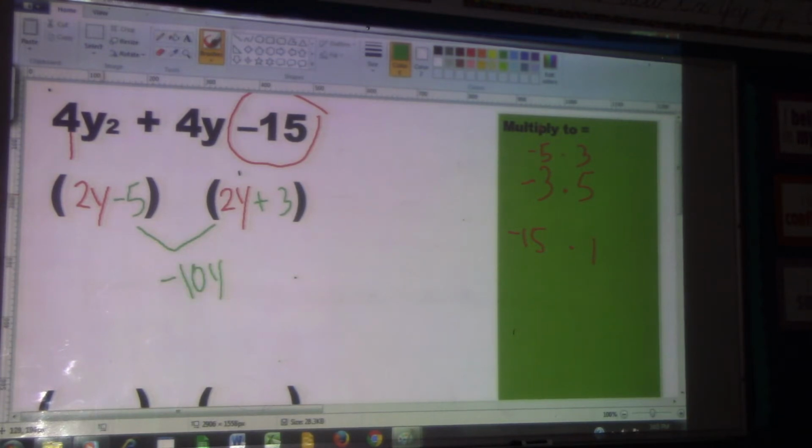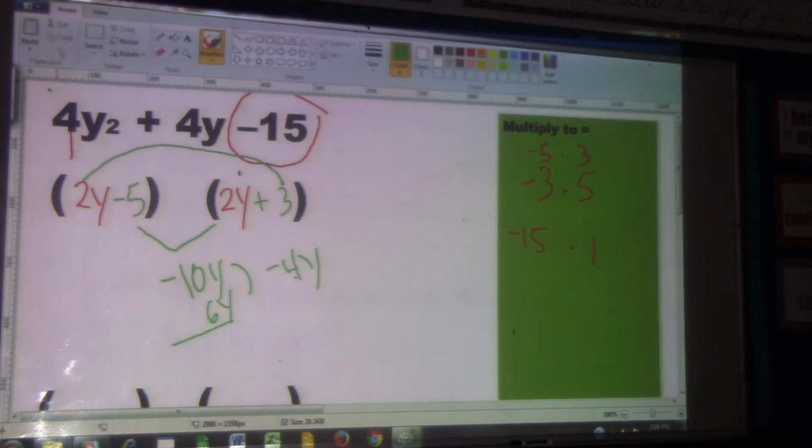And then we multiply our outer numbers here, and what do we get? 6. Is it positive 6? It is positive 6, right? So looking at our addition and subtraction rules, we get negative 4y. Is this what we're looking for? No, we're looking for 4y.